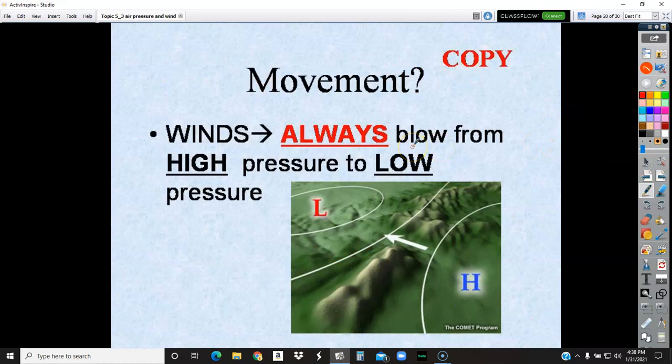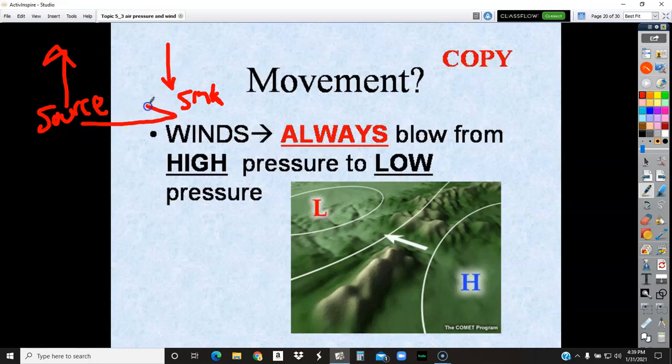Again, wind is like energy. So remember we talked about source to sink. A source is a higher temperature. I'll write the word source there. And a sink is a lower temperature. And energy always flows from something hot to something cold. Well, same thing with wind. Wind has to go from a higher pressure system toward a lower pressure system. So it goes out of a high and goes into a low pressure. So wind always, I stress that, always goes out of a high into a low.